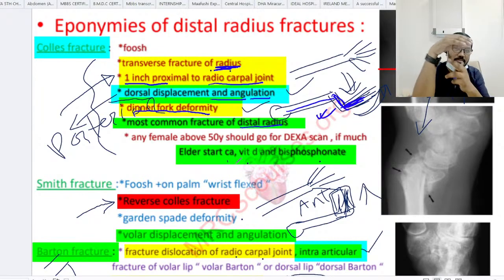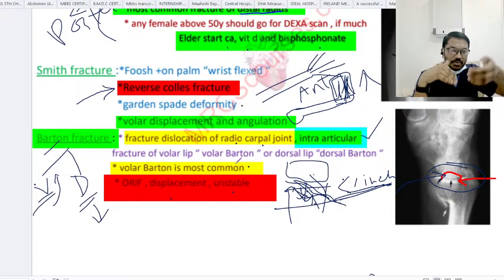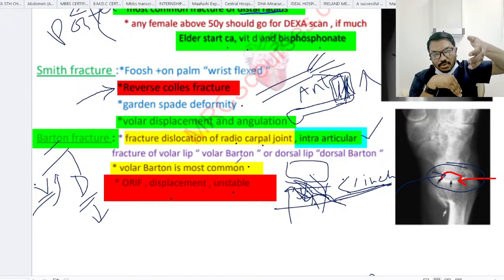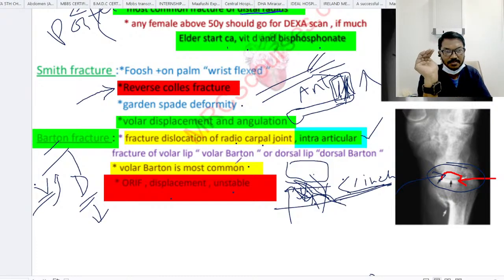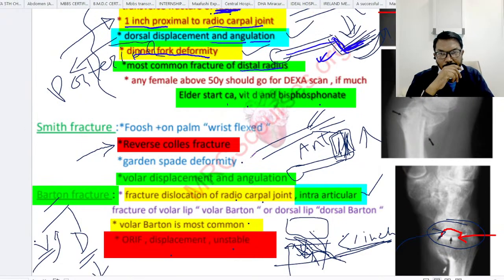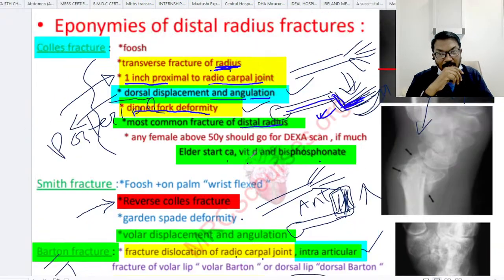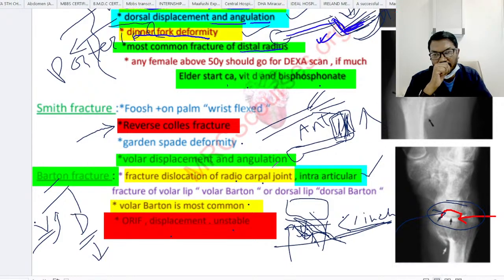Colles is like this, back. It will be like a fork, like a dinner fork, like this. And volar is forward. Volar is forward, anterior. This is Smith. Smith fracture is volar displacement and angulation.